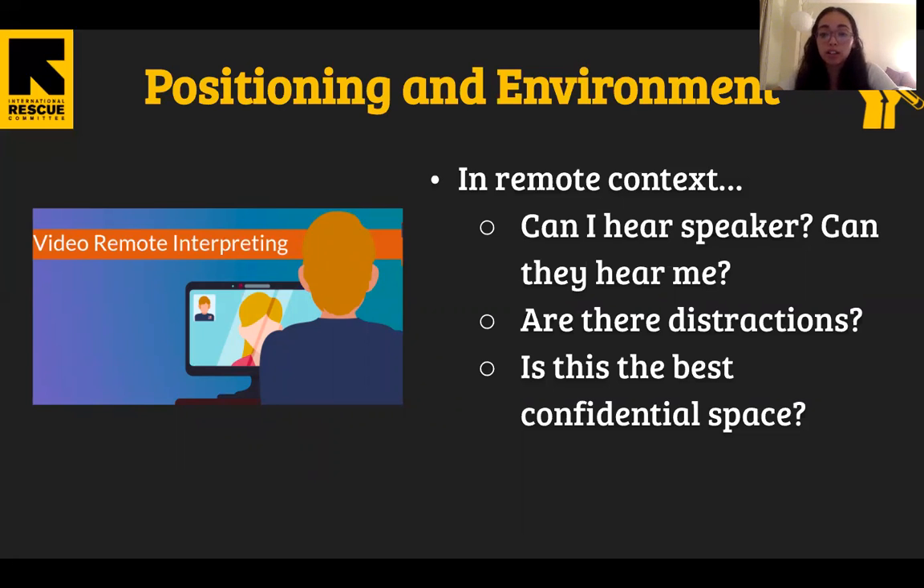You also want to ask yourself, can I hear the speaker? Can they hear me? Are there any distractions on my end or on one of the other parties' ends? And again, is this the best confidential space? I recognize that this may be difficult because we and families alike may be living with others or may be in remote contexts that don't allow for the most private of spaces, but please be aware of these differences so that we can still have good interpretation and share good communication.